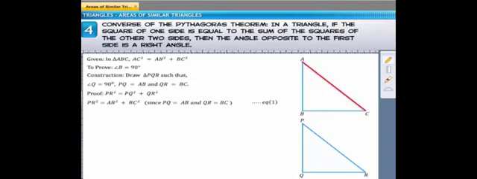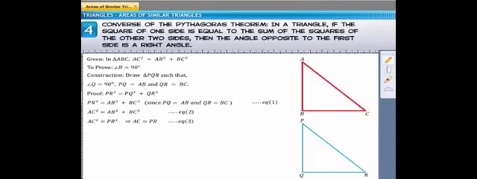We know that AC square is equal to AB square plus BC square. Let's assign this as observation 2. From observations 1 and 2, we get AC is equal to PR. Let's assign this as observation 3.